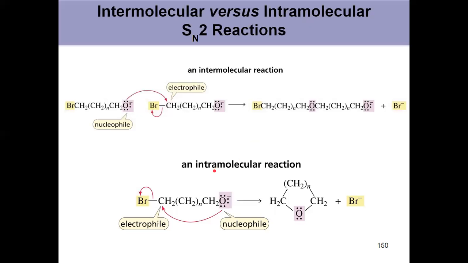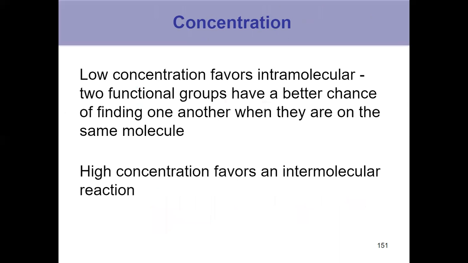So how do I determine, in that situation, which one of those predominates? Well, it depends on two factors: concentration first and size second. So how about concentration? If that molecule is at low concentration, that's going to favor an intramolecular reaction because it's just a game of probability. Those two functional groups that are on the same molecule have a better chance of just twisting around and finding one another than they do finding another one.